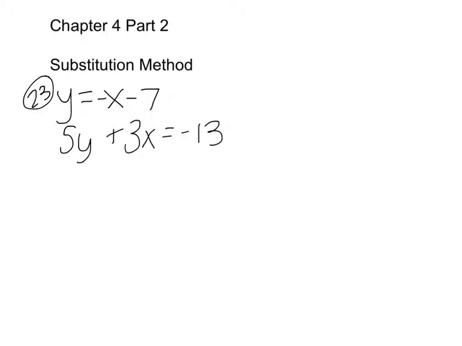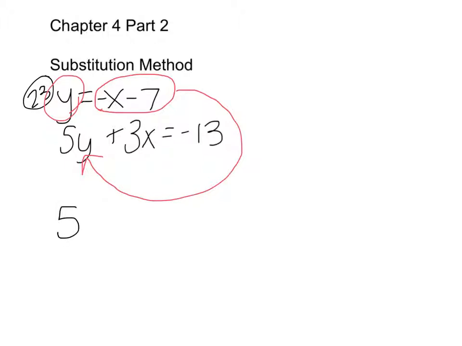So what we're going to do is we are going to substitute. So this negative x minus 7 is the same thing as y. They are equal to each other. Since they are equal, we can take that negative x minus 7 and plug it in for y. If you think about me being absent, there's a substitute teacher in my place. Or if there's someone that is playing a sport and they get hurt, they need to get taken out and someone's going to go in for them. So the same idea applies here.